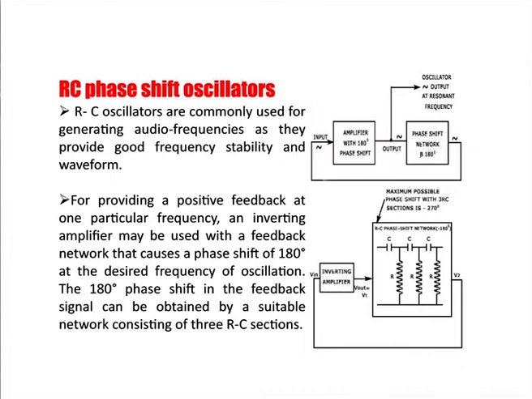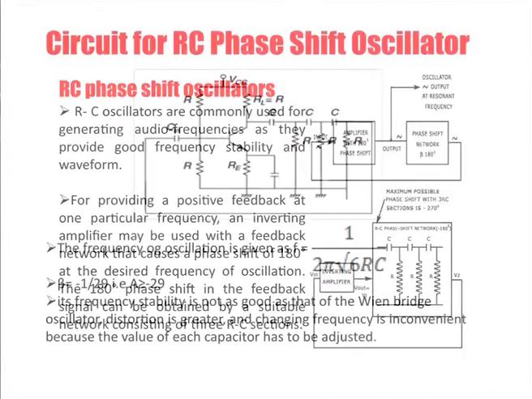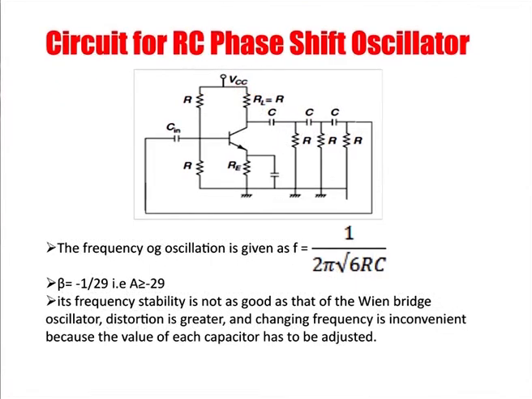3 RC combinations has been used. Now, since the common emitter amplifier is producing a phase shift of 180 degree, and in order to have a positive feedback, the feedback circuit should also produce a phase shift of 180 degree, thus producing an overall phase shift of 0 degree or 360 degree and creating a positive feedback loop.